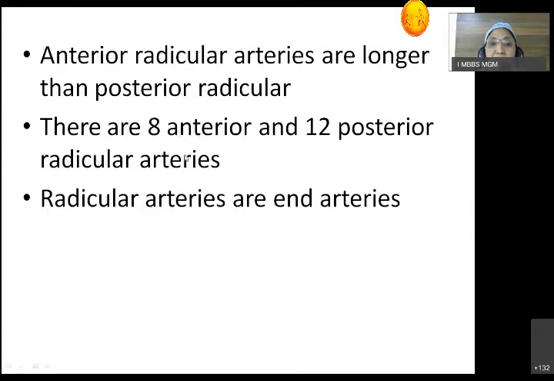The peculiarity of these radicular arteries is that these are end arteries. What do you mean by end arteries? The arteries which do not anastomose with each other are called end arteries. What is its significance? If these end arteries get damaged, occluded, or thrombosed, the area supplied by that particular artery gets damaged and becomes ischemic. Otherwise, other arteries are anastomosing with each other.